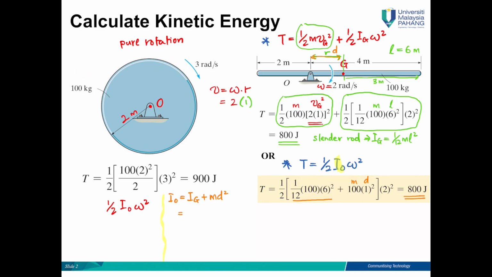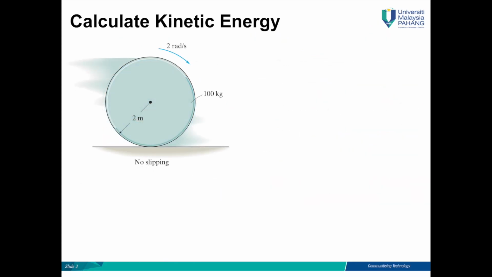So two alternatives. This is number one: you can use the calculation using both terms, the translational term as well as the second term, which is the rotational term. Or you can straight away use this equation, which uses the mass moment of inertia about the center of rotation. All right. Now, let's look at another example.